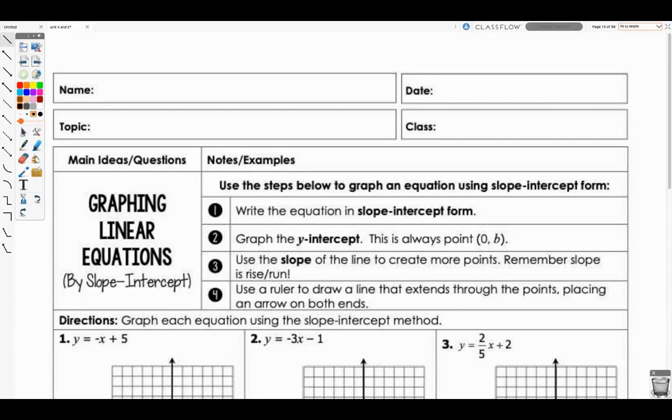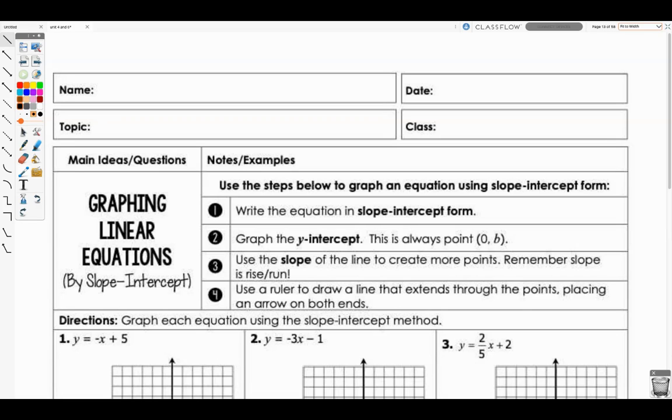Okay, so right now we're to the point where we're going to learn how to graph linear equations using the slope-intercept form. So graphing lines using this form is the easiest way to graph. So let's go through the steps on how this works. First, you write your equation in slope-intercept form.